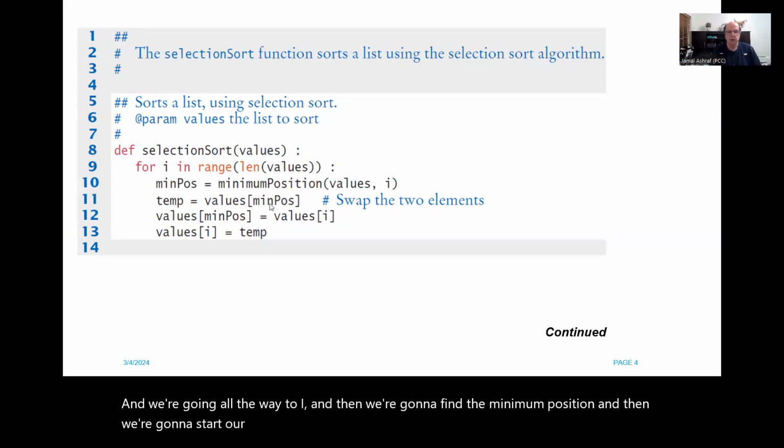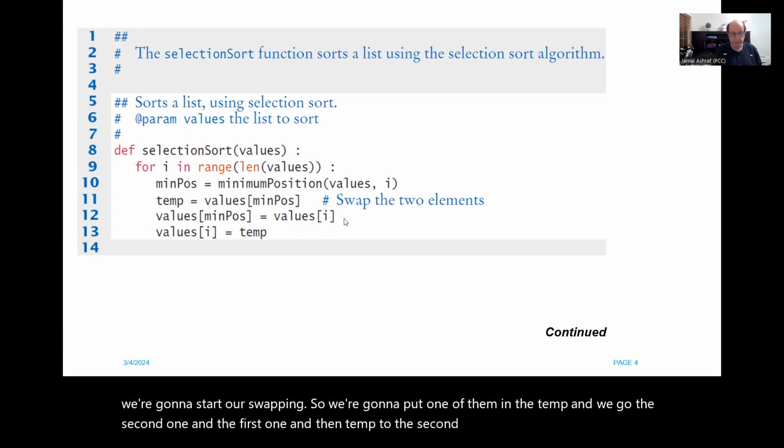So we put one of them in the temp, then we move the second one to the first one, and then temp to the second. That's the swapping.